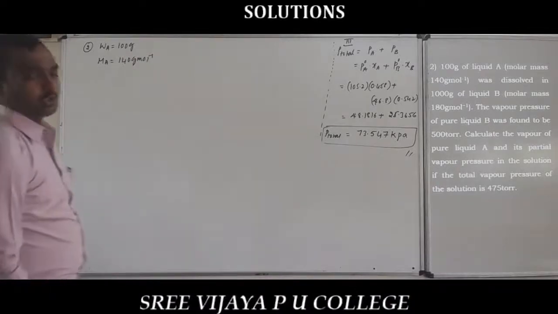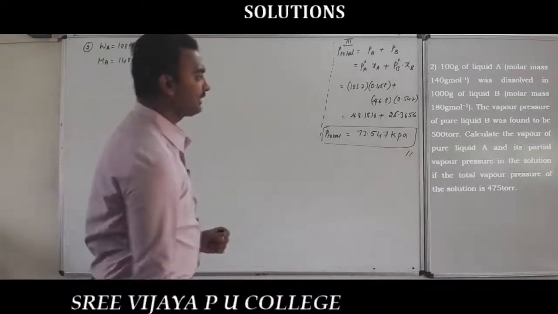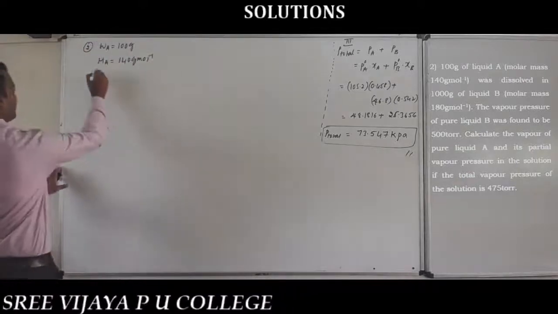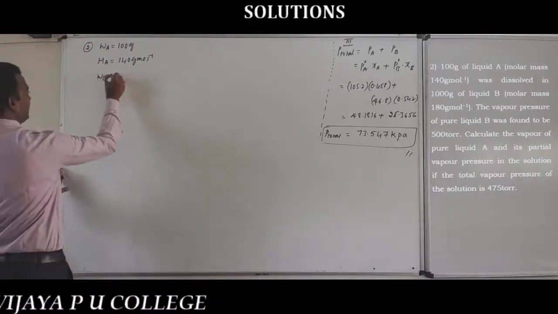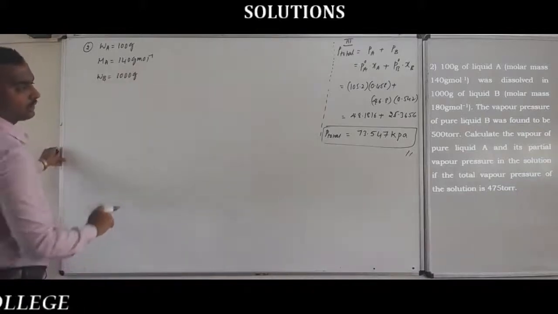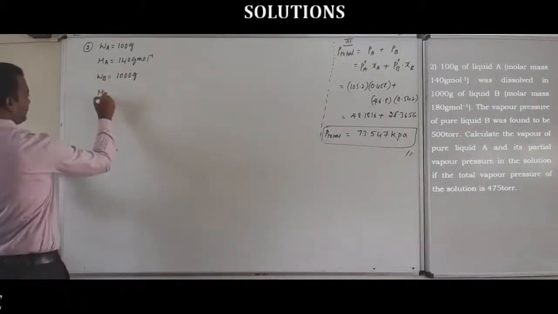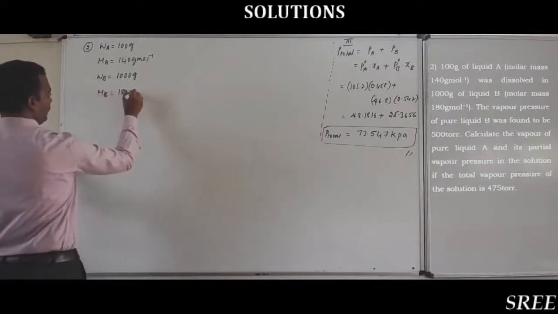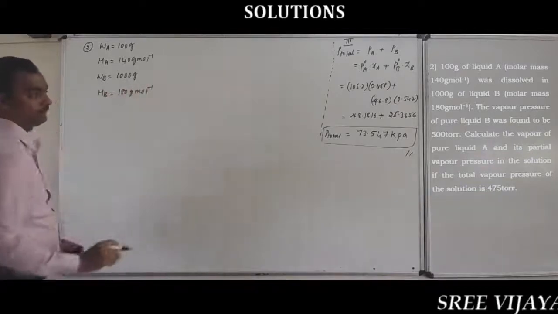Next one is, it is mixed with 1000 gram of liquid B. That is mass of component B, that is equal to 1000 gram. And the molar mass is also given. That is, molar mass of component B is equal to 180 gram per mole.